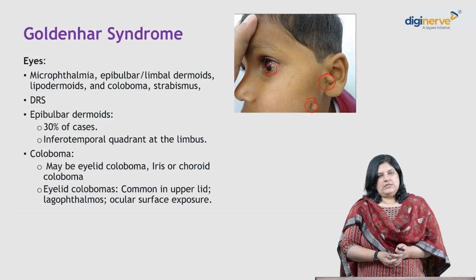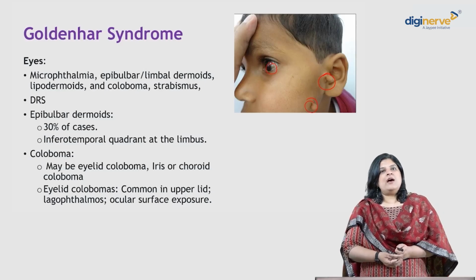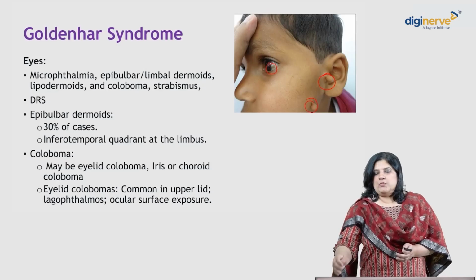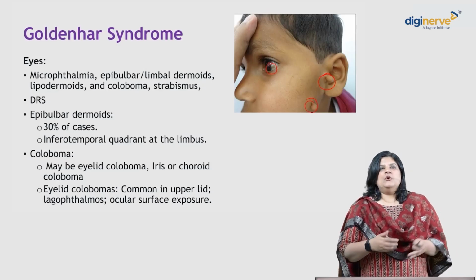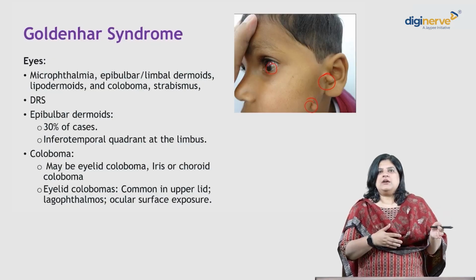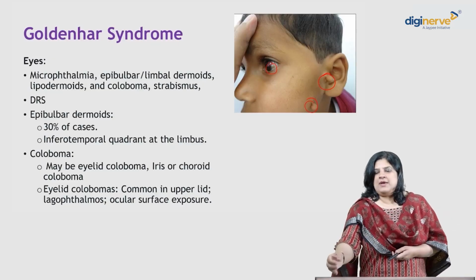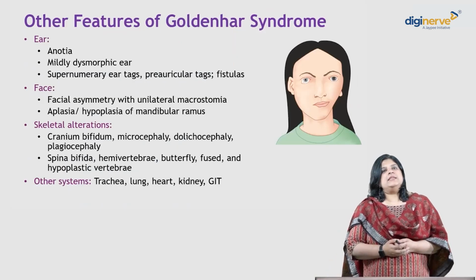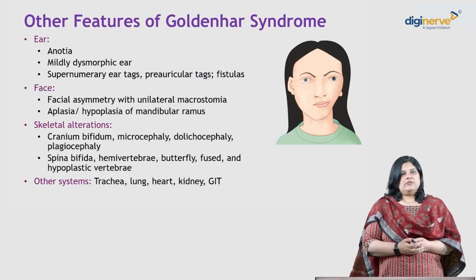These patients can also have eyelid or iris colobomas, and the eyelid colobomas are common in upper lid. So I have given you several scenarios which can fit into the Goldenhar syndrome, and this can also come as an MCQ question by itself. There are certain other features of Goldenhar syndrome.